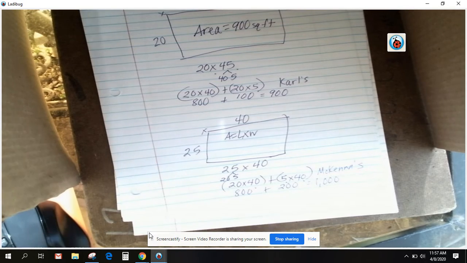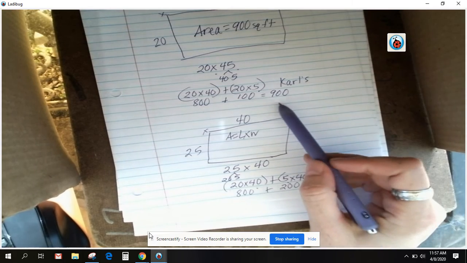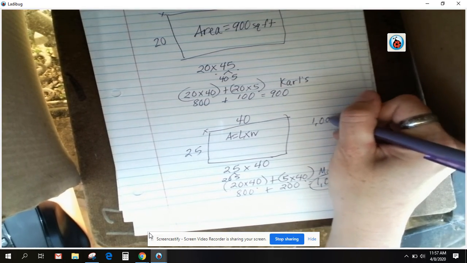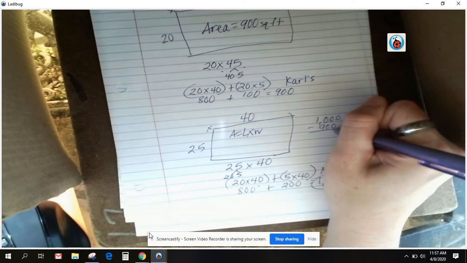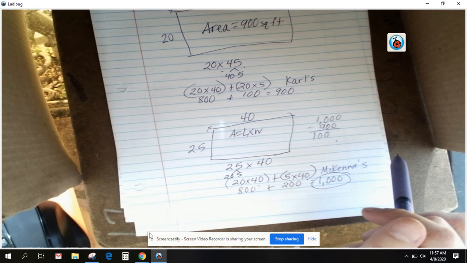So going back, we know that McKenna's garden is larger because 1,000 is greater than 900. And then it said by how much larger? We know that 1,000 minus 900 is 100 square feet. So it is 100 square feet larger than Carl's garden.